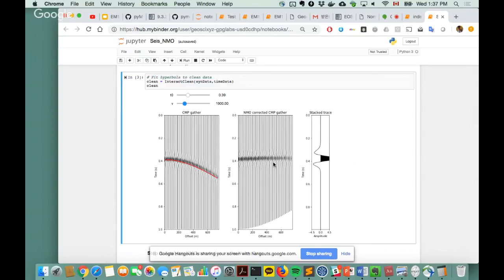This is clean data. Suppose there are lots of random noises. When I'm stacking it, it's going to be canceled out, and the consistent signal will be amplified by stacking. So that's the power of stacking and why we want to do this.